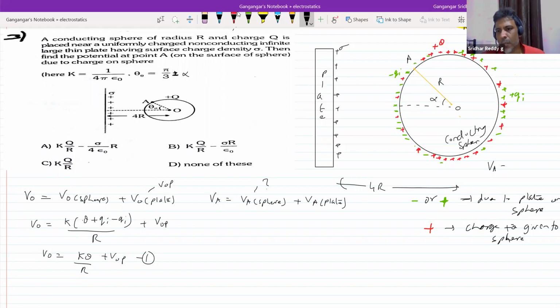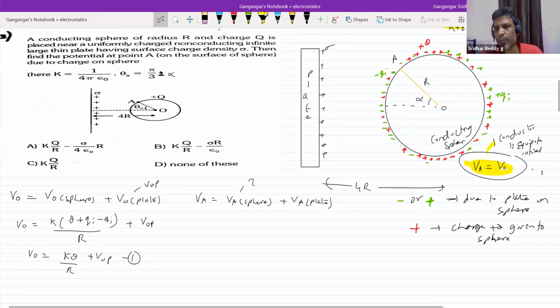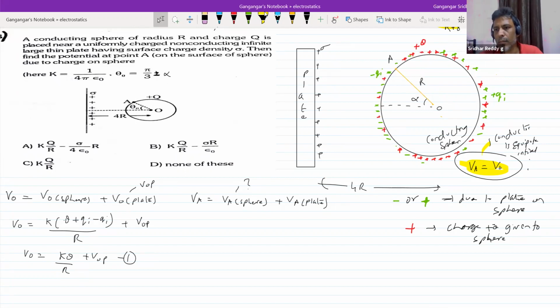Potential at point A must be equal to potential at point O. Any reason for this? There's a concept in the problem. What is the reason for that? Conductor is an equipotential surface. Conductor is equipotential. I'm writing this condition nearby.